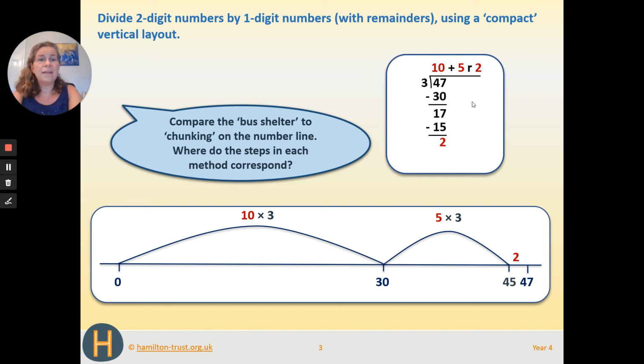So you put 15 as your subtraction, and you remember to put 5 on top of the bus stop with an add sign. You take away 15 from 17 and you're left with 2. Put remainder 2 on our number line, and we can put it at the top as a remainder 2. It's the same as on the number line, 10 times 3, then 5 times 3, and then there's those 2 left.